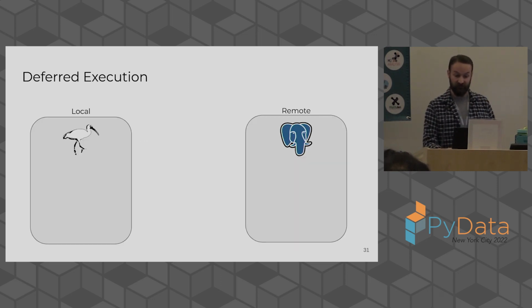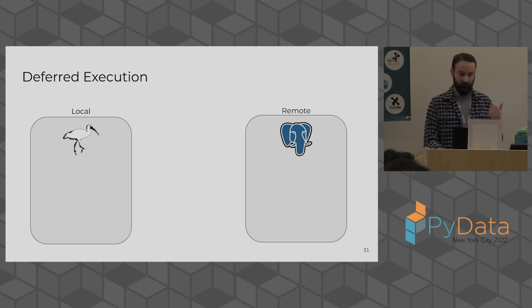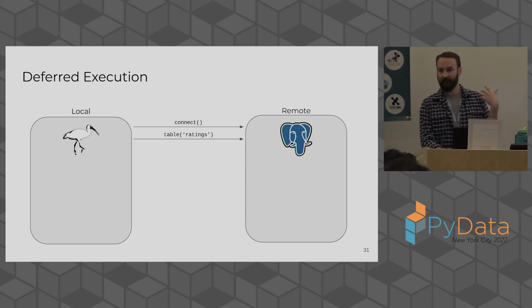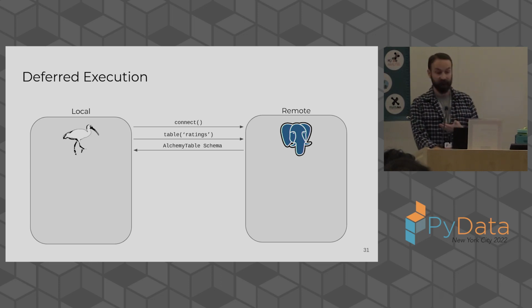So deferred execution, what does that look like if we go back to our local versus prod divide again? You have Ibis on the left, you've got your remote engine on the right, and you connect to it. And you say, hey, I think you've got a table called ratings. And what you get back instead of all the data is just the schema, right? The column names and the types.